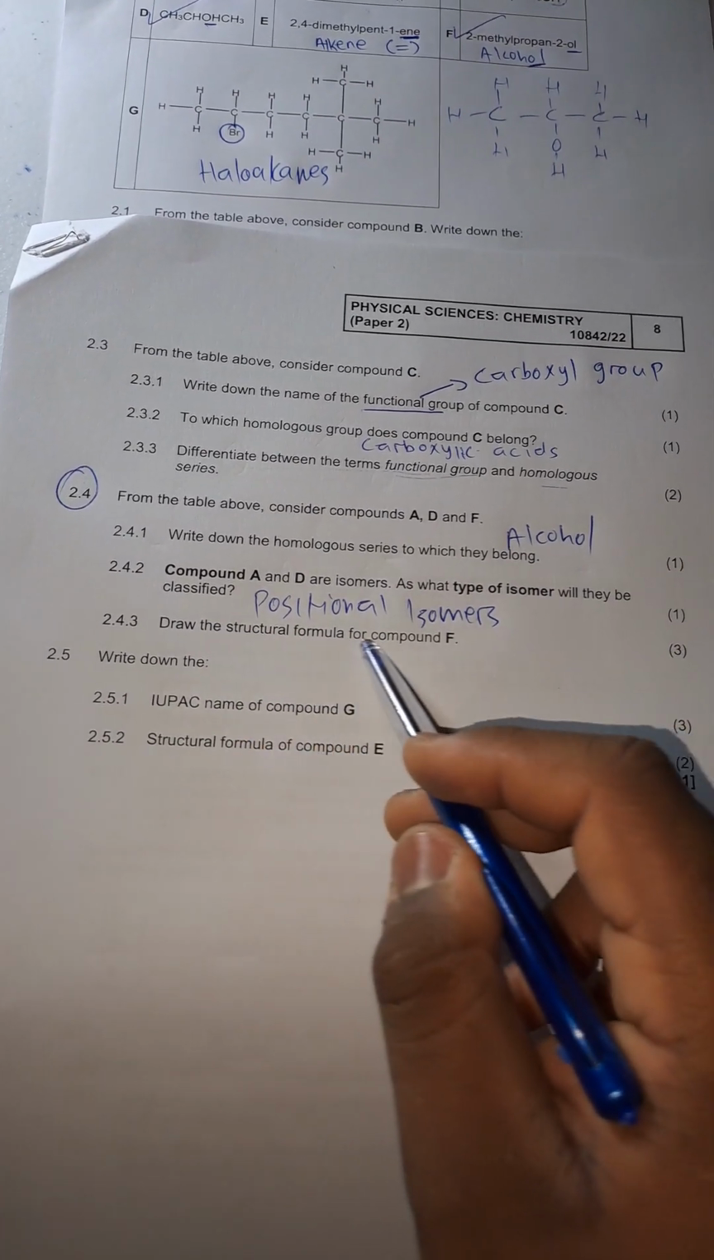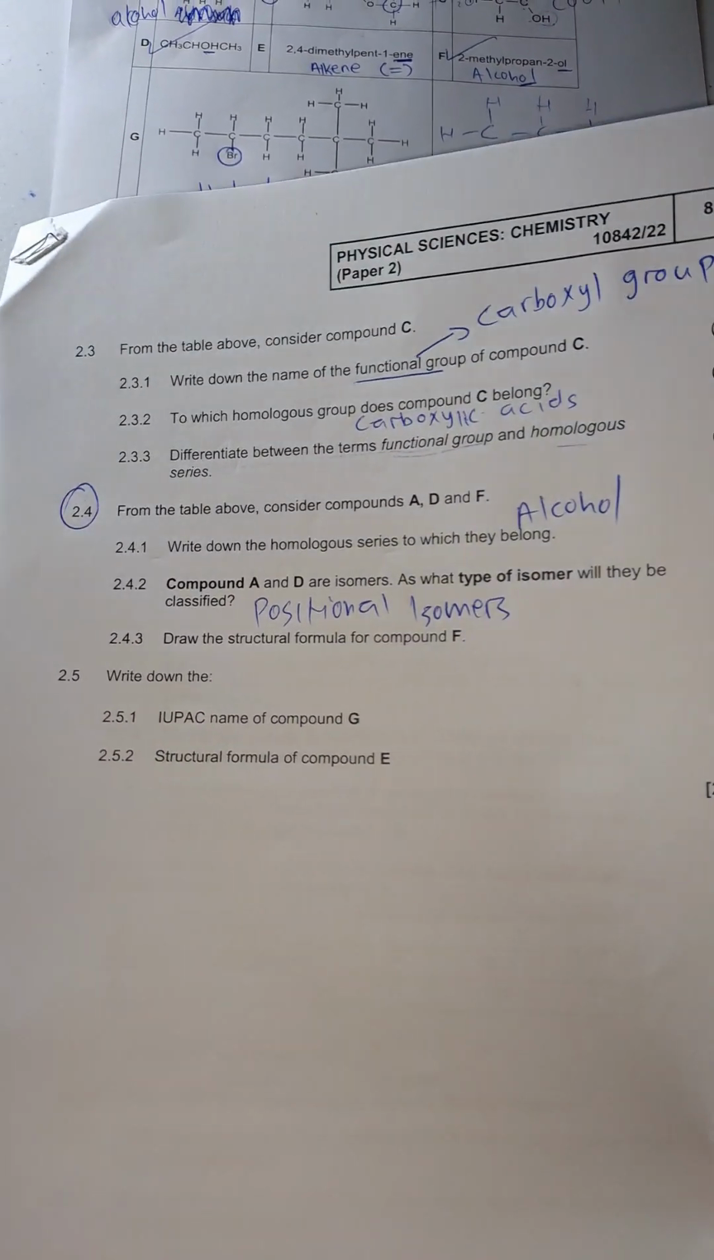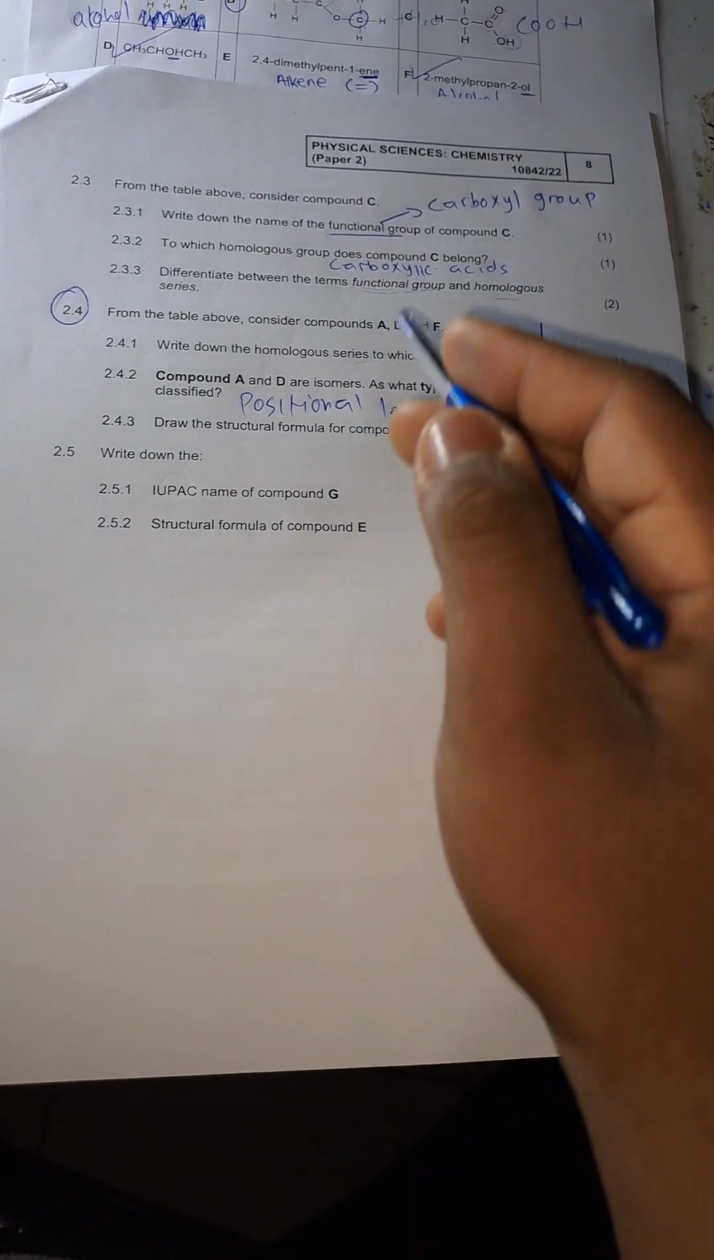Now, they are saying draw the structural formula for F. They want F. So now, I'm simply going to write it here. Today I'm not using any marker. F, what is it?